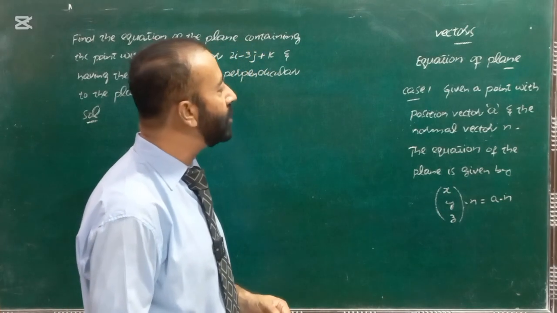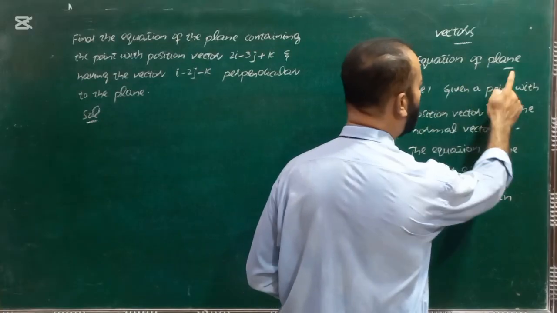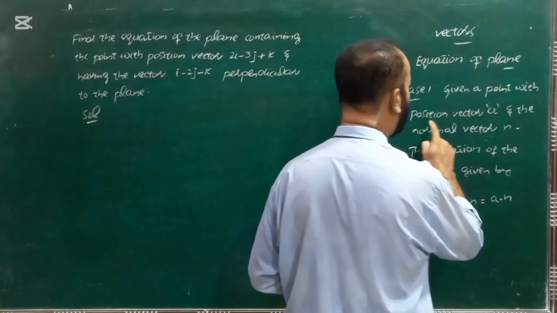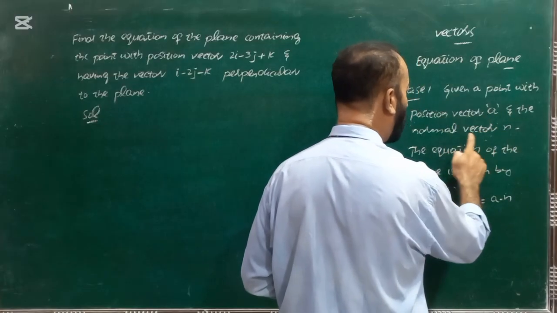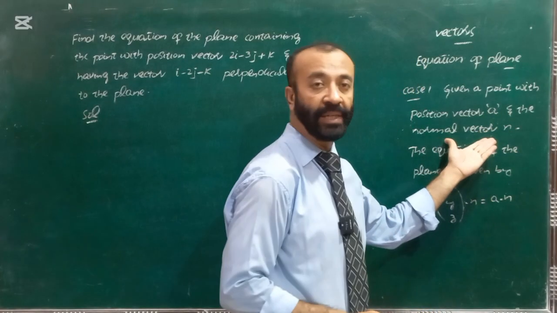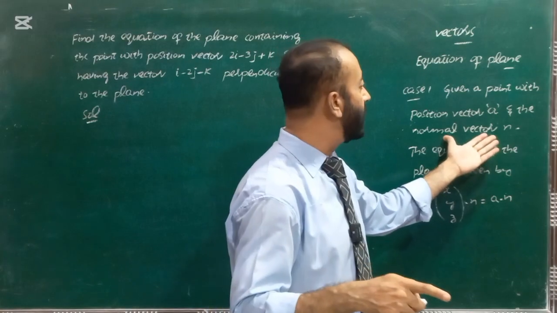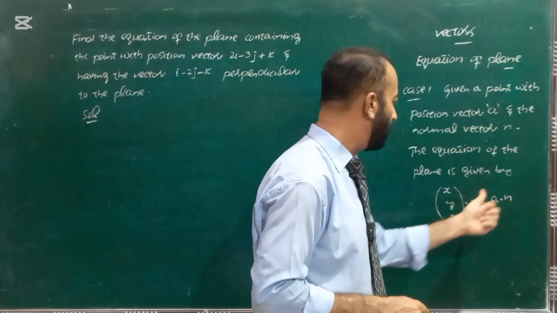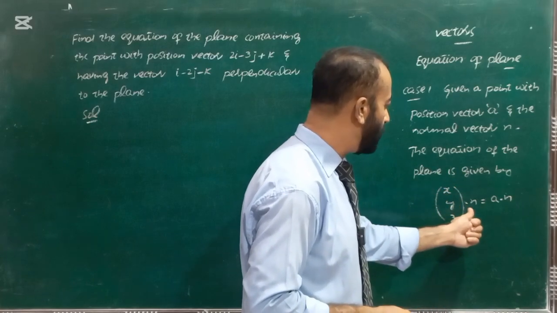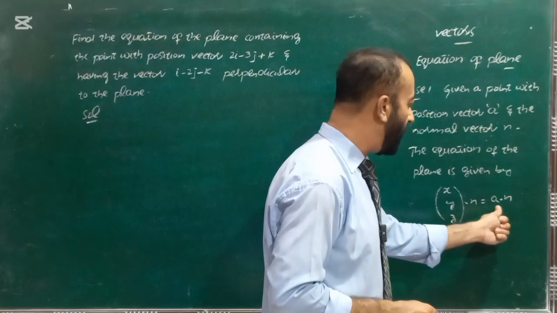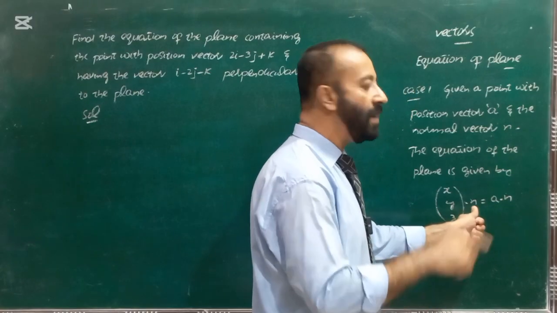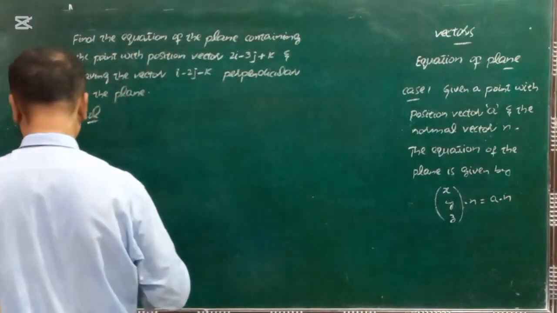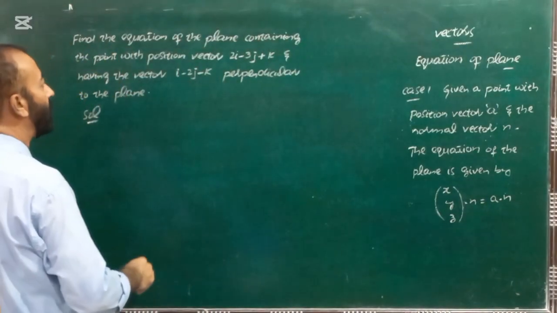The next thing that we are going to read in the vectors is the equation of the plane. This is case number 1, when a point with a position vector A and the normal vector n are given. So a normal vector, a perpendicular vector, will be given, and a position vector of a point will be given. So look now, the equation of the plane is given by x, y, z dot n is equal to a dot n, where n will be the perpendicular vector and a will be the position vector. So here is a question that will make your concepts of this topic more clear.